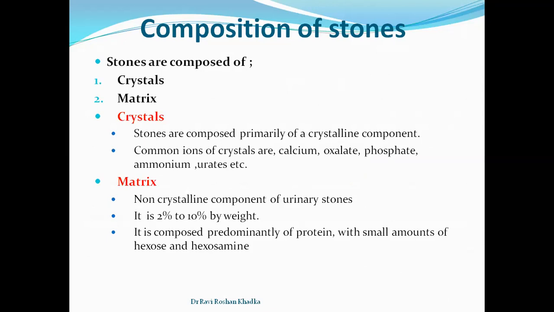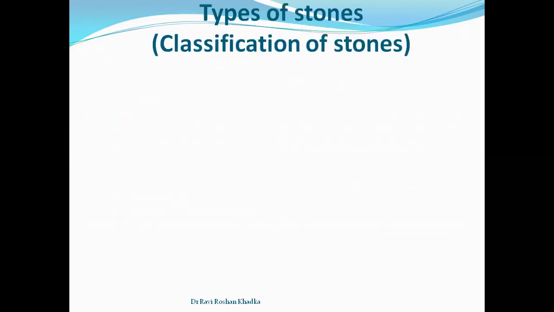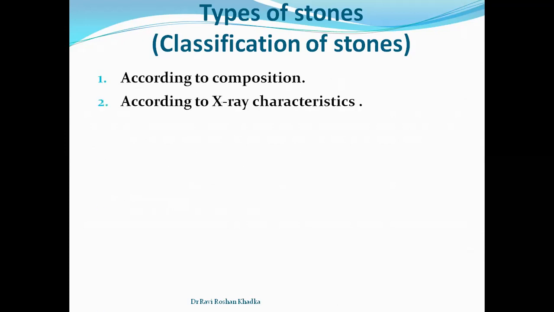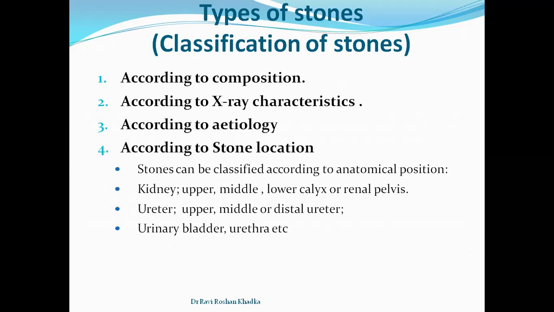Let us study the types of stone. This is important. Types are always important from the management point of view. That's why classifications are always important. Remember these things. We can classify stone in various ways. The stone can be classified according to composition, that means the type of crystals, according to plain X-ray characteristics, according to etiology, and according to stone location. These are the common ways to classify.